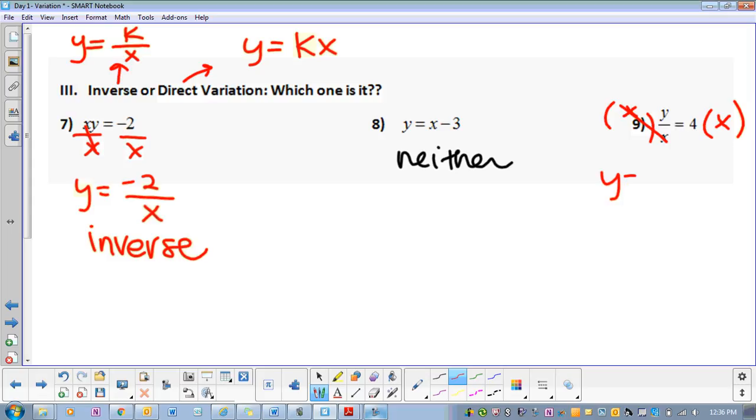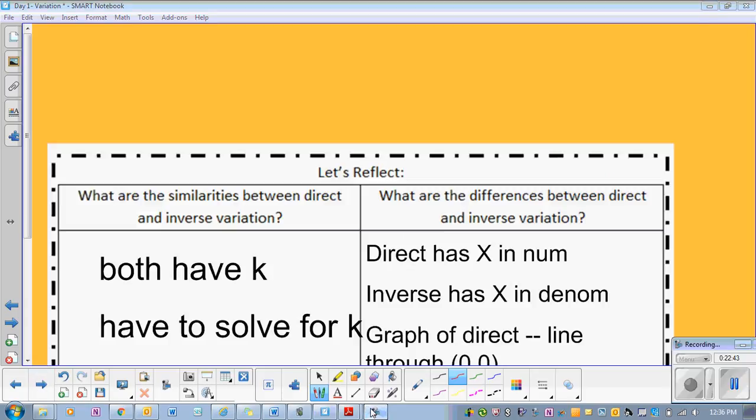And that's direct. Y equals 4x, so this is direct. It's kind of it's just an equation of a line, right? Okay, questions?